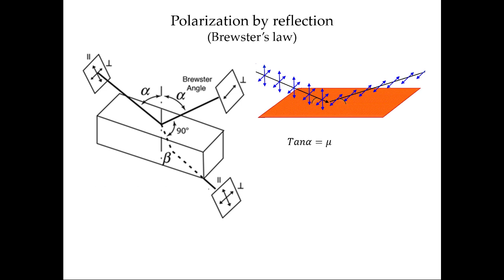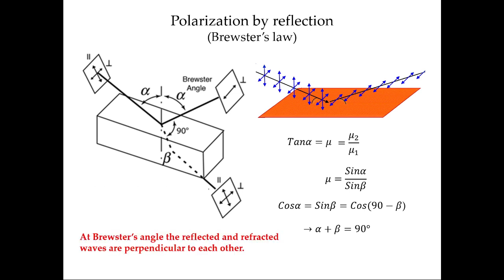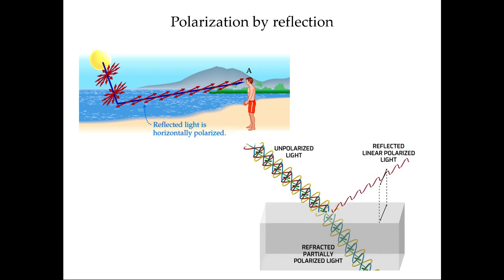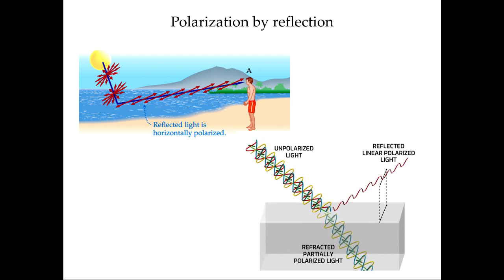Brewster's law says that the tangent of the angle of polarization alpha is equal to the refractive index of the medium. Further analysis proves that in this case the sum of the angle of polarization and the angle of refraction is 90 degrees. Or in other words, Brewster's law says that the reflected and refracted waves are perpendicular to each other. Therefore, in daytime, when the sun is at a position in the sky so that the angle of incidence of its light rays on earth is equal to Brewster's angle, then the reflected light from the earth or water surface is polarized horizontally.